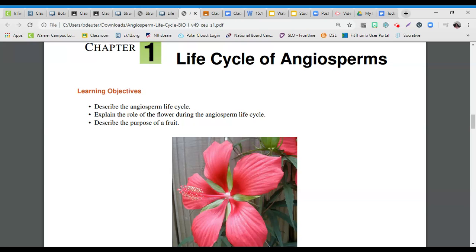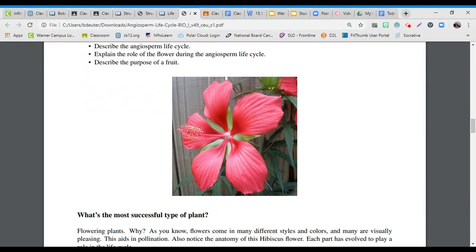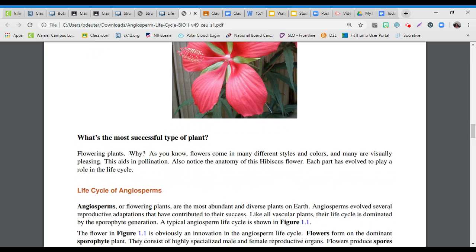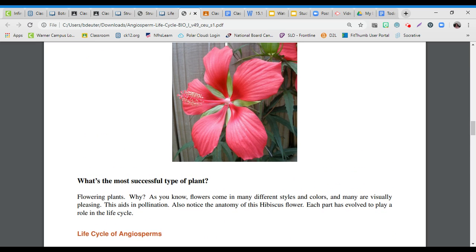Okay, so we're going to talk about the life cycle of an angiosperm. Remember, angiosperm just means a flowering plant. It produces a beautiful flower, as we can see with our pink flower here. These are the most successful type of plant and highest on the evolutionary scale. This is a flower of a hibiscus.